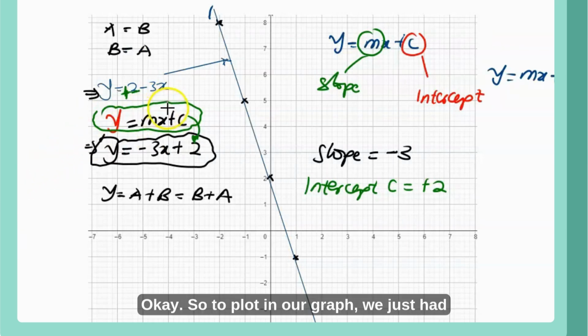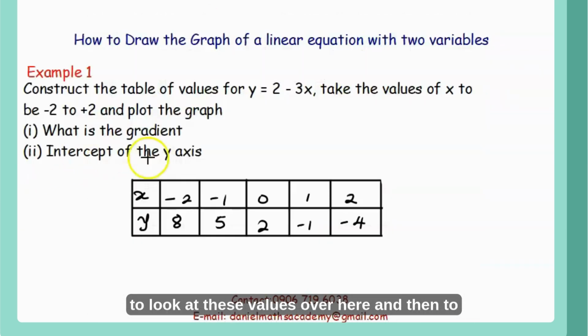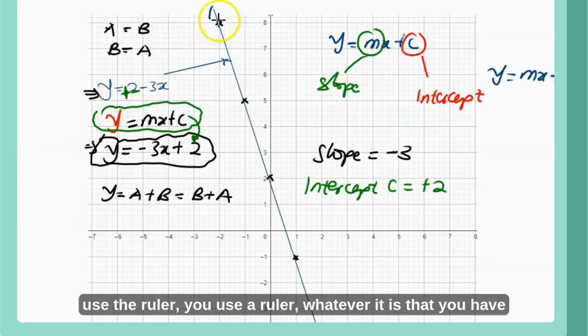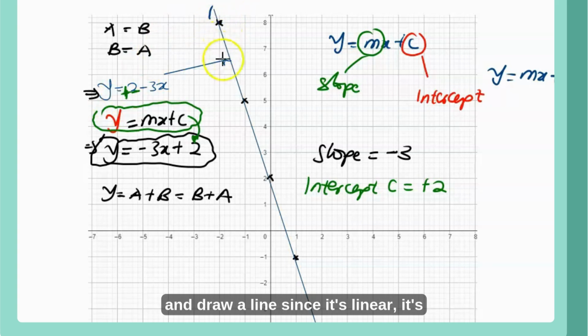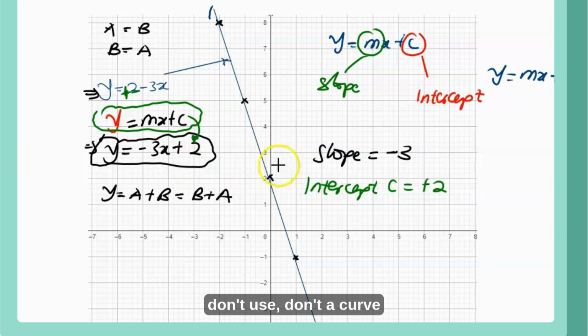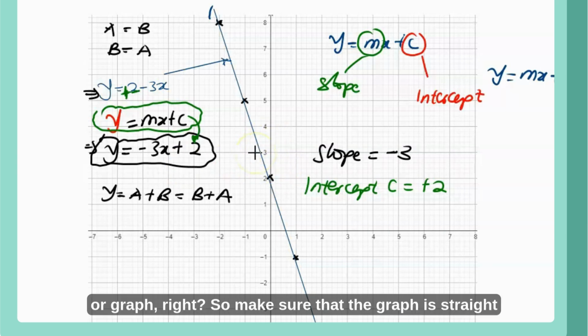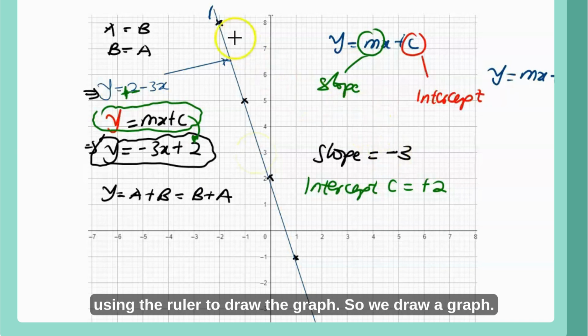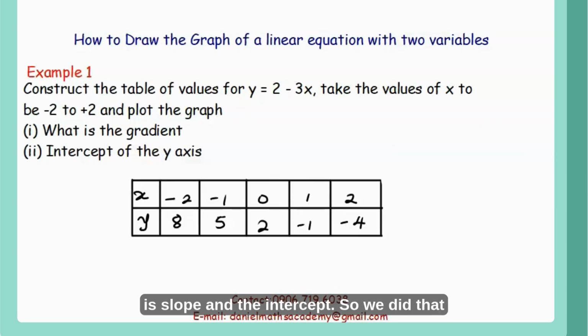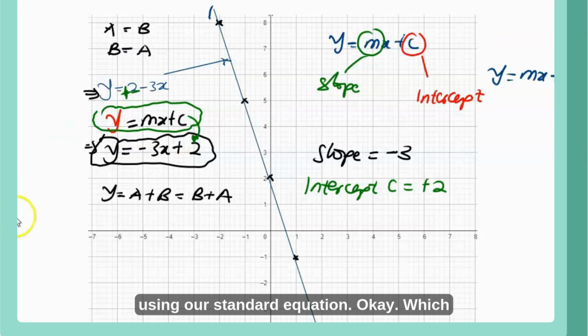To plot my graph, we just had to look at these values over here and mark them up here, and then I used a ruler. You could use a ruler, whatever you have, and draw a straight line. Since it's a linear, straight line graph, please ensure that you don't have a curve. Make sure the graph is straight by using a ruler to draw it. Once we finished drawing the graph, we had to find what the question asked, which is the slope and the intercept. We did that using our standard equation, which I've explained to us.